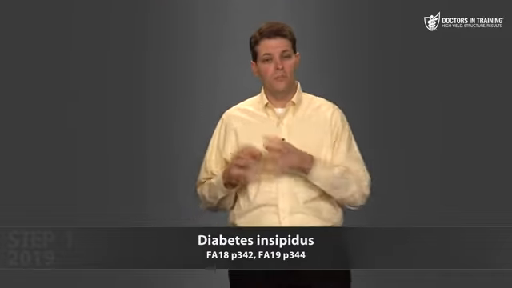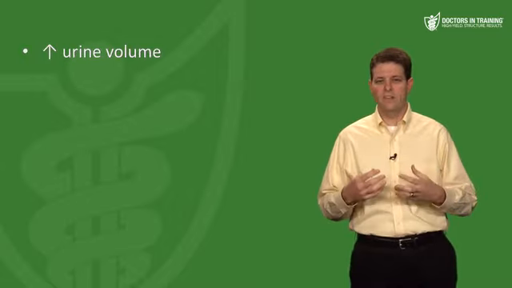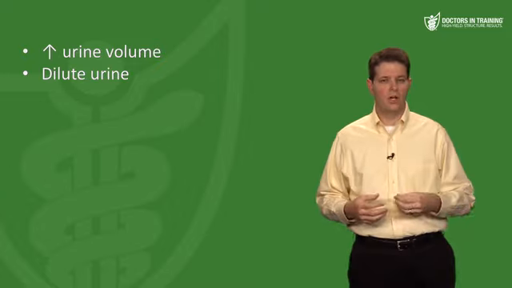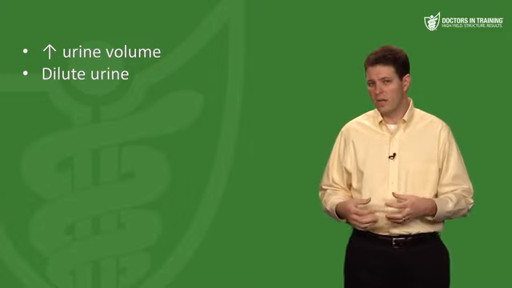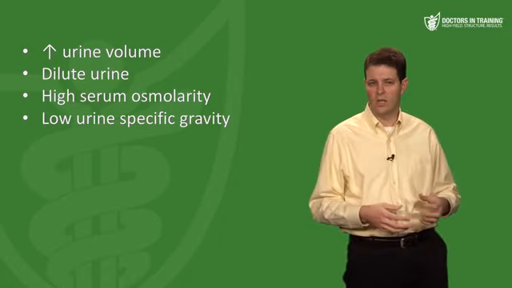Then the opposite of too much ADH would be too little ADH, which is a problem in diabetes insipidus, or DI. So what does this look like clinically? Well, ADH helps you reabsorb water in the collecting tubules so that you concentrate the urine and you produce less urine. So without ADH, you can't concentrate the urine. You're going to have increased urine volume, and the urine is going to be very dilute. And this is going to cause a highly concentrated serum as a consequence. So serum osmolarity is high, but the urine-specific gravity is low.